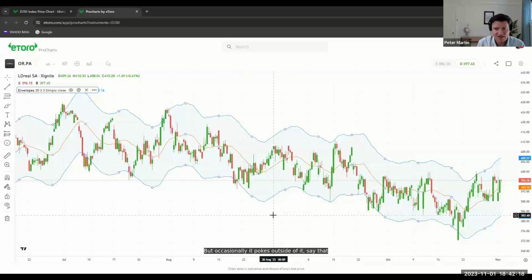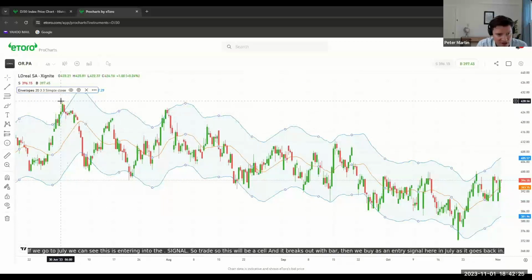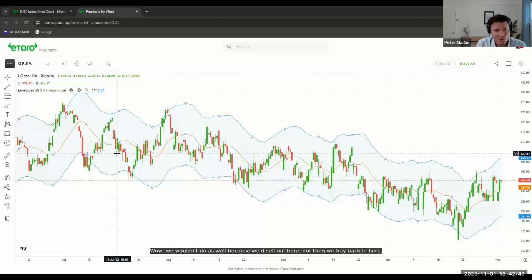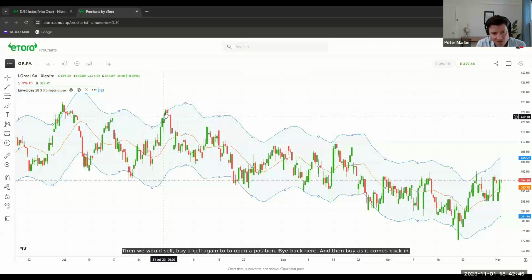but occasionally it pokes outside of it. So if we go to July, we can see this. It's entering into the filter as our signal to trade. So this will be a sell. And when it breaks out, we buy, and then we buy as an entry signal here in July as it goes back in. That one wouldn't do as well because we'd sell out here, but then we'd buy back in here. And then we would sell to take profit here, buy, sell again to open a position, buy back here, and then buy as it comes back in.